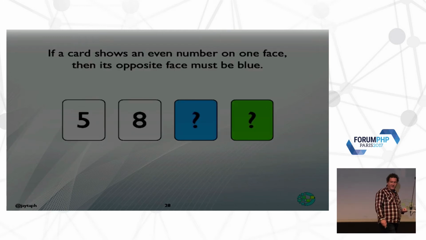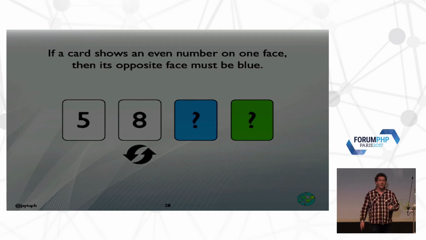So if you know that, and everybody agrees on the beer exercise, then we can do this as well. So again, if a card shows an even number on one face, then its opposite face must be blue. So if some card is 5, do we need to know what the other side is? No, doesn't matter. If a card is 8, so it's an even number, do we need to know what the other side is? Yeah, it has to be blue. So we have to turn over this card to see if it's blue or if it's green.